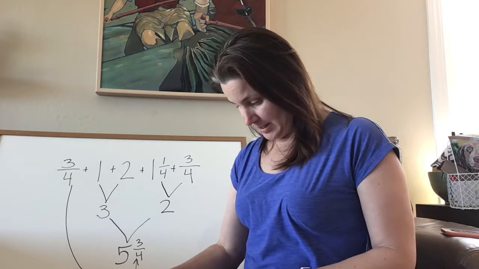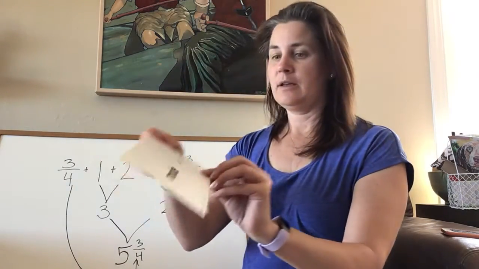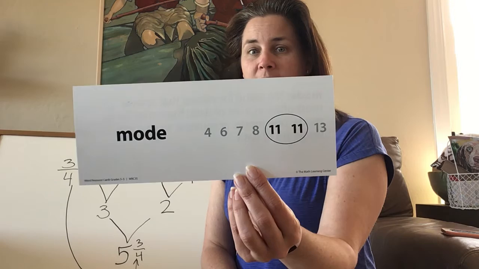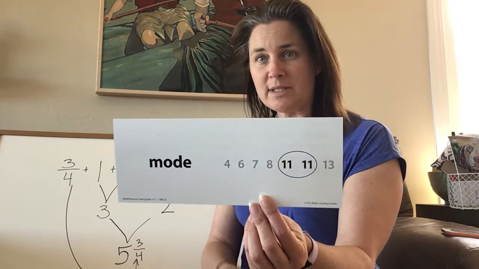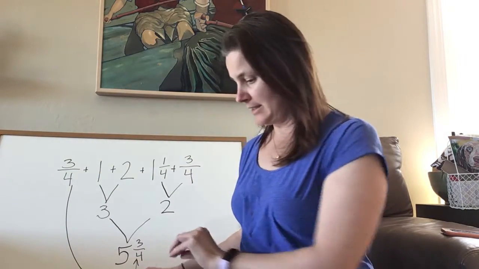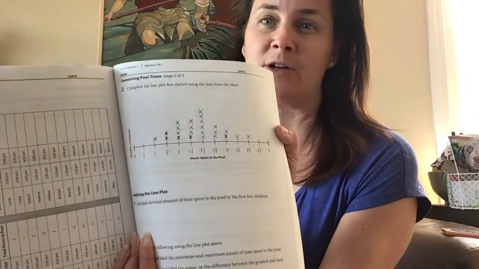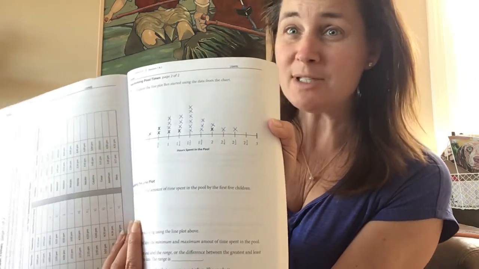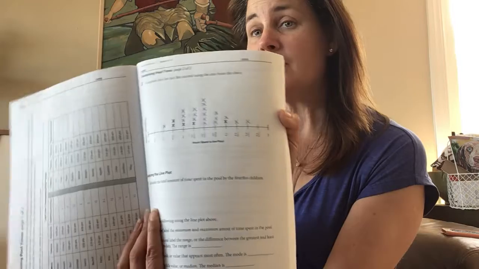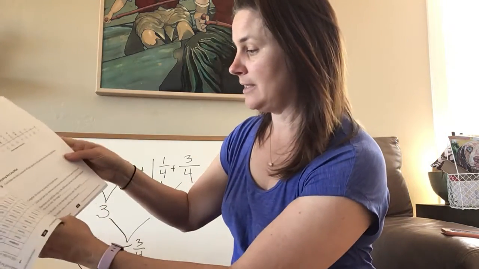Okay, our next question is mode, the number that appears the most often. Here's our card. When you're looking at a line plot, it's the one that has the most X's. Looking at your line plot, the one that has the most X's is your mode. Remember we learned about mode earlier in the year. Mode starts with M-O, like the most. Little trick there. So find the one that has the most, and that's going to be letter C.